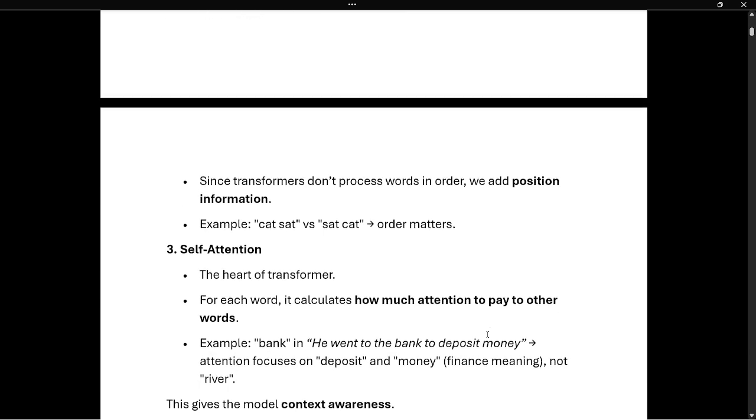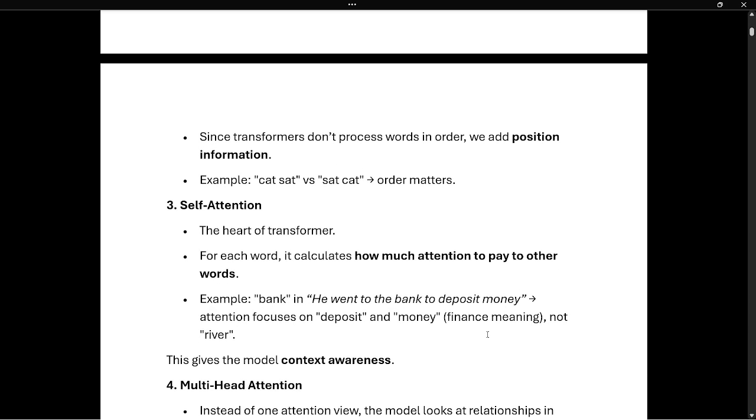Next is self attention. Self attention is basically the heart of the transformer. For each word, it calculates how much attention to pay to other words. You can consider attention as relations. So the attention score is basically the relation between each word. For example, "he went to the bank to deposit money".